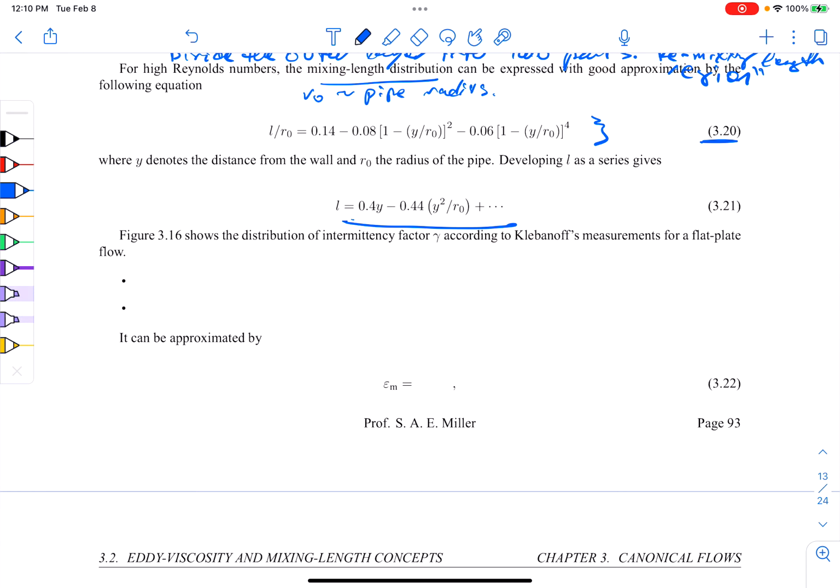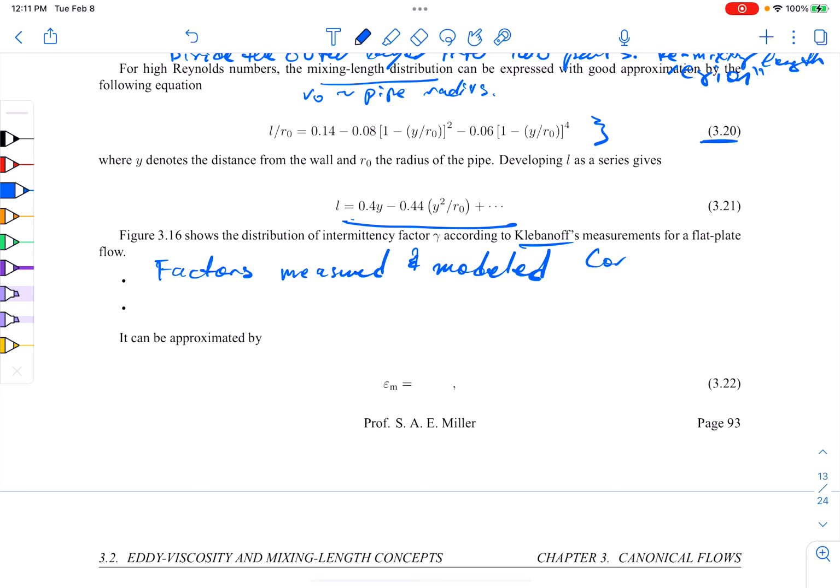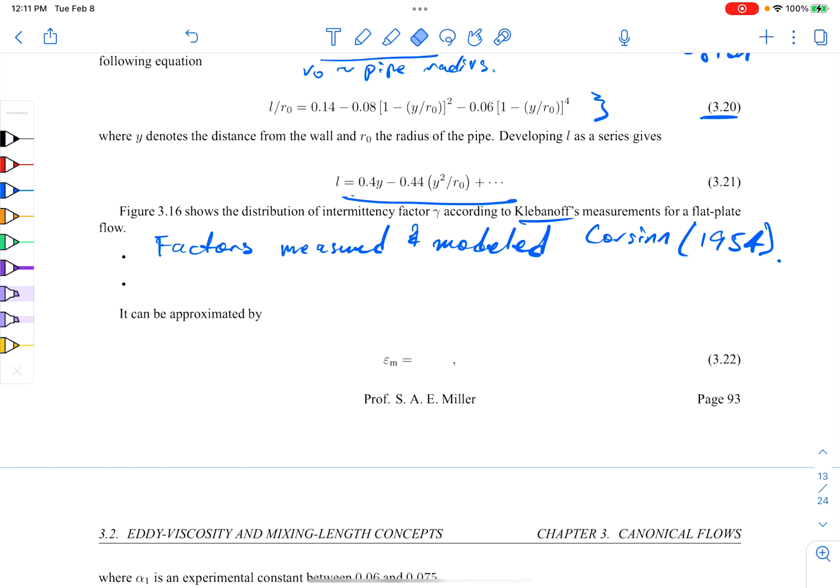So a few notes about intermittency. These factors were measured and modeled by a lot of people. And one is, of course, Klebanov, maybe the original author, but another one was Corrsin. Stanley Corrsin, 1954 paper, a very well-known researcher. In fact, the American Physical Society gives the Stanley Corrsin Award for young researchers, for those of you who go on to a career in fluid dynamics. Maybe you would be fortunate to get the Stanley Corrsin Award from the APS for excellence in research.